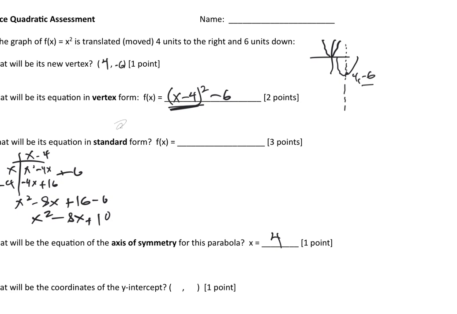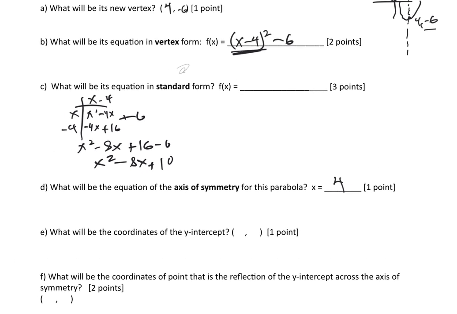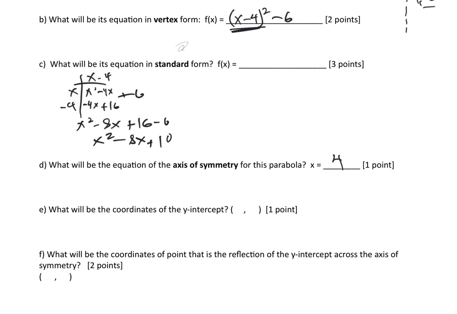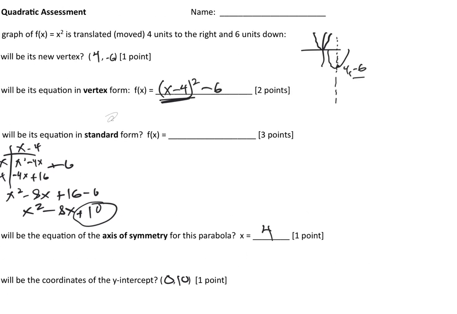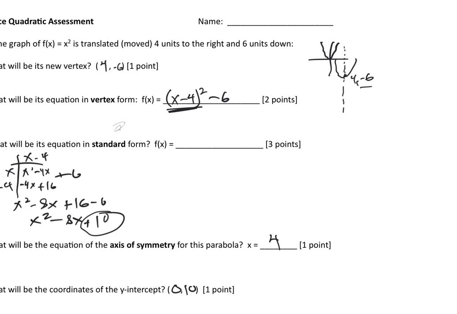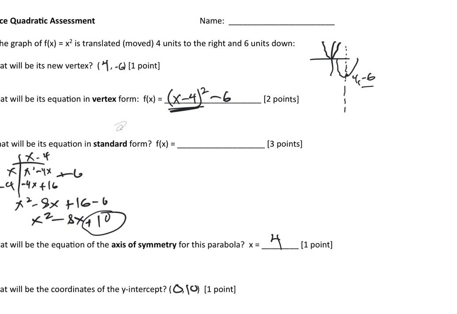So if we want to know what are the coordinates of the y-intercept, well, the easiest way to get those is from standard form. The y-intercept is always just going to be equal to that number here, which is 10, and its x value will always be 0 since it's a point right on the y-axis.